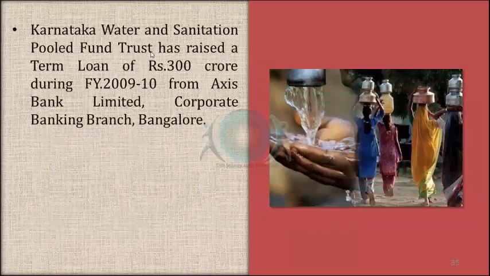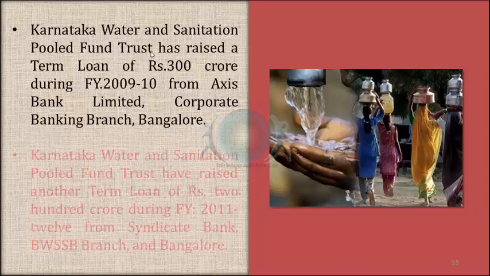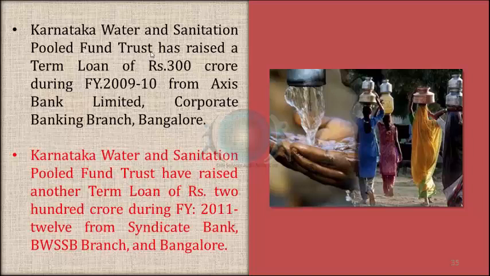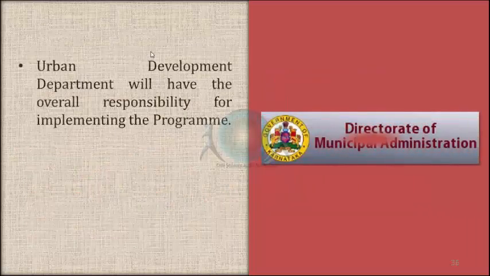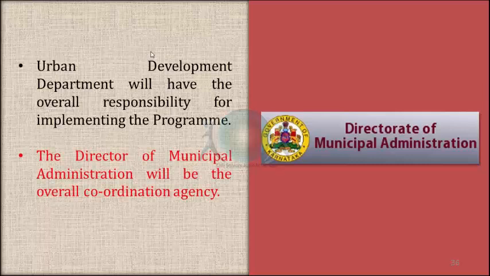Karnataka Water and Sanitation Pooled Fund Trust has raised a term loan of 300 crore rupees during 2009-10 from the various banks and another 200 crore rupees during 2011-12. Urban Development Department will have the overall responsibility for implementing the program. The Director of Municipal Administration will be the overall coordination agency.